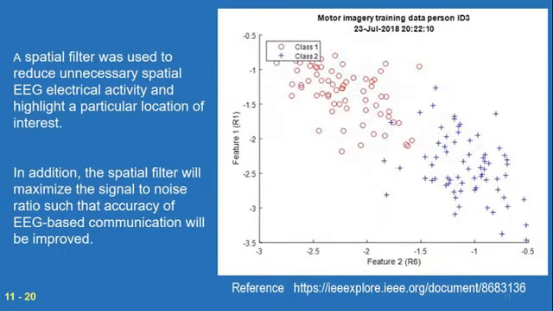A spatial filter was used to reduce the unnecessary spatial EEG electrical activity and highlight a particular location of interest. In addition, the spatial filter will maximize the signal-to-noise ratio, such that accuracy of EEG-based communication will be improved.